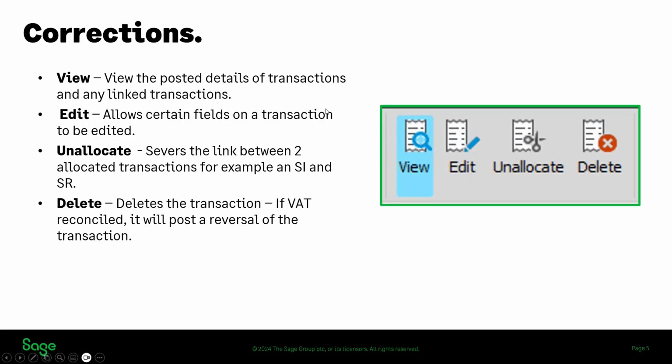Okay, so we're going to talk first of all about the corrections feature. The corrections feature is what you can find in your transactions module within the software. And this is where we've got the option to view, edit, unallocate and delete.